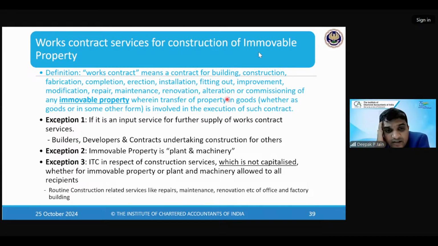Then, the immovable property is plant and machinery. Suppose you are constructing something and it is called a plant or a machinery, then credit is available. What can be an example? Indian Oil Company. They have big oil tanks. They are constructing an oil tank and it becomes an immovable property. The restriction says that any works contract service for construction of a property is not allowed. But for an oil company, that big tank is a plant because that is where all the oil will get stored. So when it is a plant and machinery, even though it is a works contract, they will still claim the credit because it's a plant or machinery.